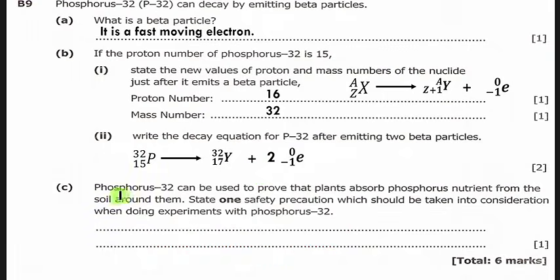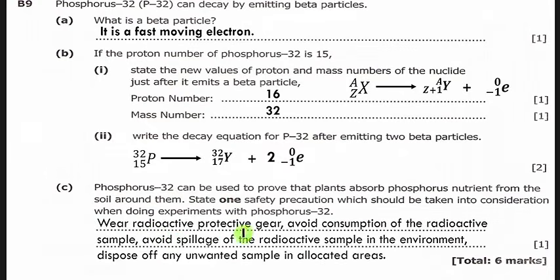Now see, phosphorus 32 can be used to prove that plants absorb phosphorus nutrients from the soil around them. So state 1 safety precaution which should be taken into consideration when doing experiments with phosphorus 32. These are just precautions, guys, that must be taken when someone is handling a radioactive substance. So what precaution do you take? We are saying wear radioactive protective gear. This is one answer here. They asked for one, but I had to put all of them. So the one safety precaution is wear radioactive safety gear.